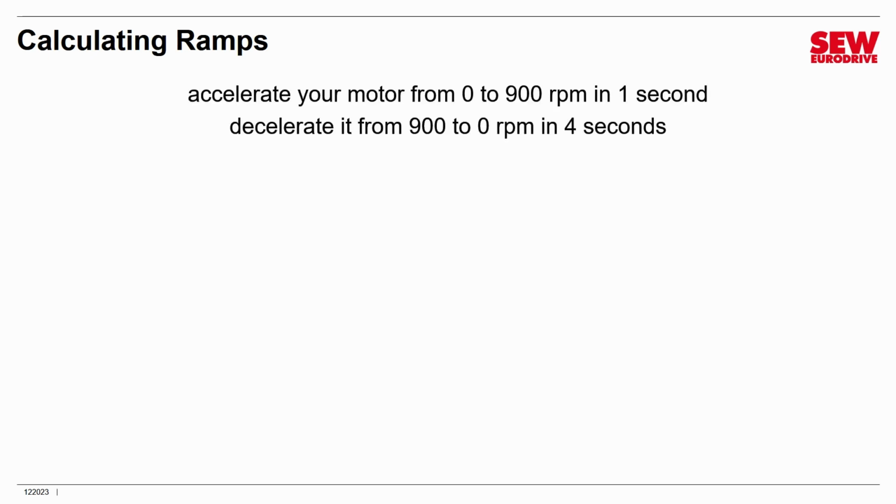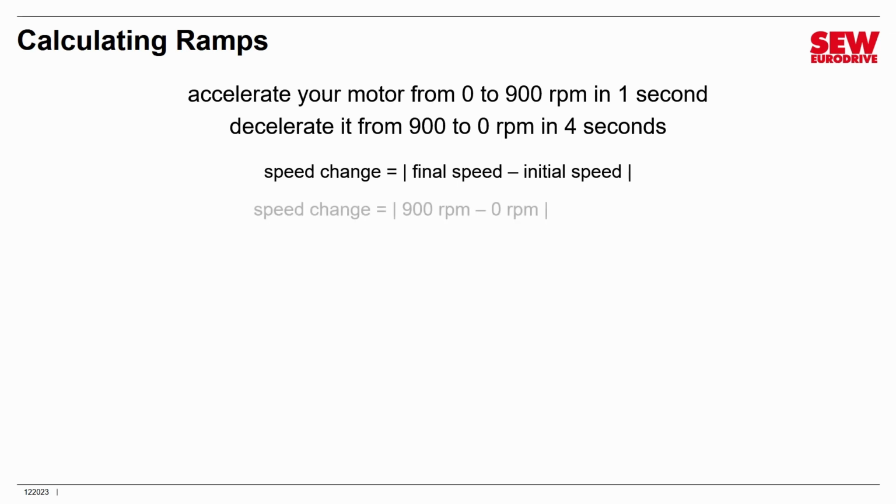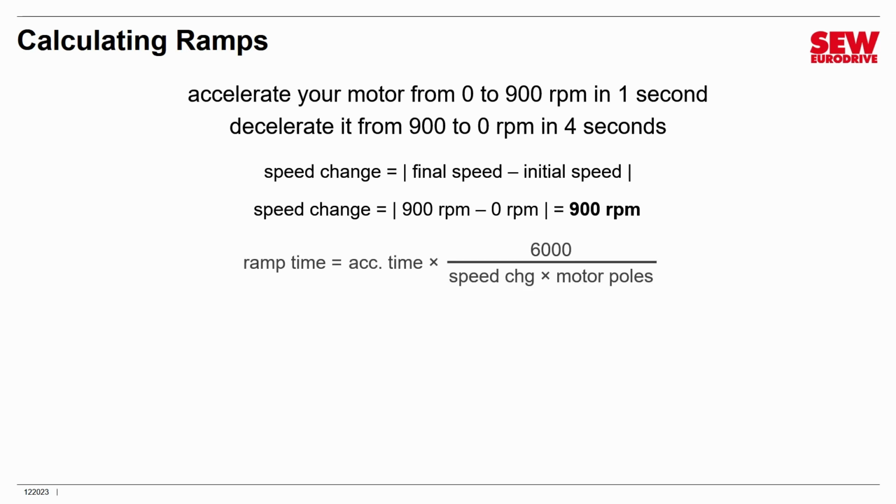So remember, we were accelerating our motor from 0 to 900 RPM in 1 second, and we're going to decelerate it from 900 RPM to 0 RPM in 4 seconds. Our speed change is actually going to be the same because we're doing the same speed change, it's just the direction that's different. So we take 900 RPM minus 0 RPM, and that gives us, unsurprisingly, 900 RPM as our speed change. Now we're going to need to use our equation twice because we have 2 different ramp times.